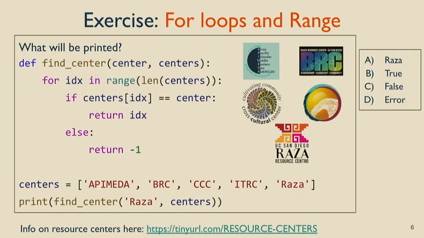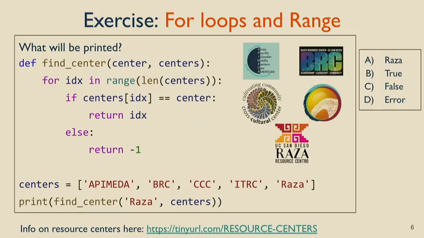So we have this function called find center, and we're going to put in something called center and something called centers. Okay? We don't need to look at the function just yet because we're not calling it, right? Let's just read it like we're the Python program. So we finished the function. Centers is this list of strings: Apimeda, BRC, CCC, ITRC, and Raza.